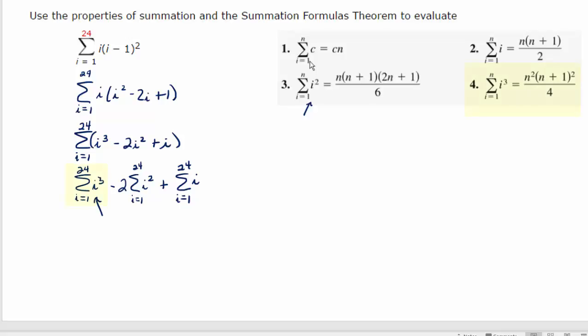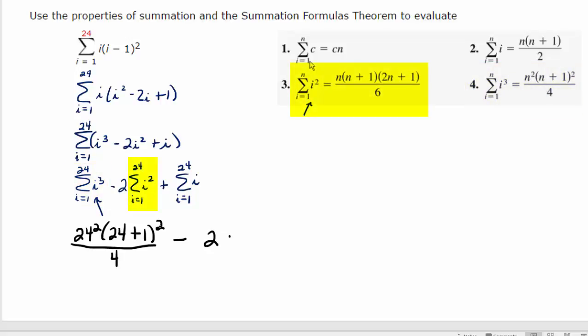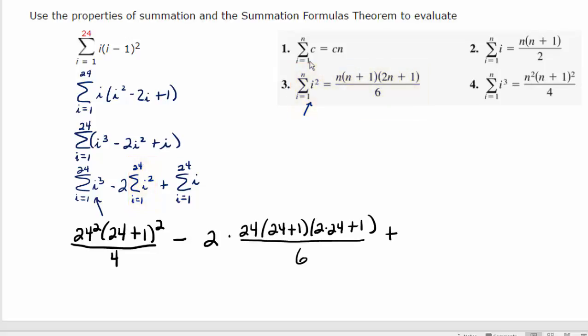In this case, n is going to be 24, so we have 24 squared times 24 plus 1 squared over 4. Then we have minus 2 times, and we can replace the sum i equals 1 to 24 of i squared with what it's equal to. And again, n is 24, so we have 24 times 24 plus 1 times 2 times 24 plus 1 all over 6. And then we can replace the sum i equals 1 to 24 of i with what it's equal to, which is 24 times 24 plus 1 over 2.